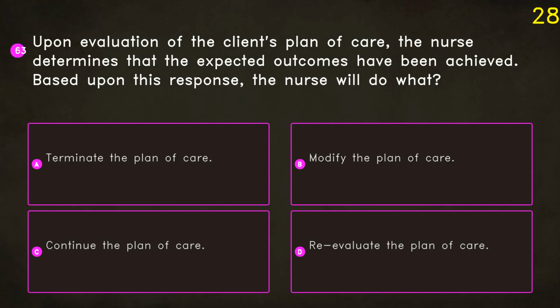Question 63. Upon evaluation of the client's plan of care, the nurse determines that the expected outcomes have been achieved. Based upon this response, the nurse will do what? A. Terminate the plan of care. B. Modify the plan of care. C. Continue the plan of care. D. Re-evaluate the plan of care.